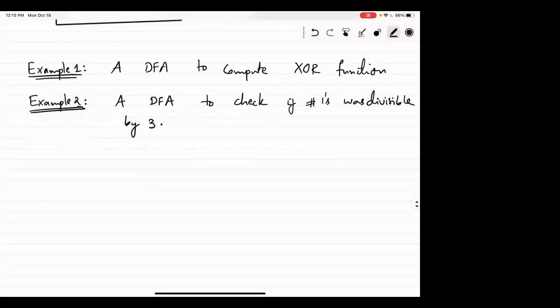So we had these two examples, a DFA to compute the XOR function and a DFA to compute whether the number of ones in the input string was divisible by 3. It's actually a lot of fun to play with DFAs and come up with deterministic finite automata which compute certain functions. To get a sense of what we can and cannot do, let's do a few more examples, and then we'll start talking about more fundamental questions about this new computational model.